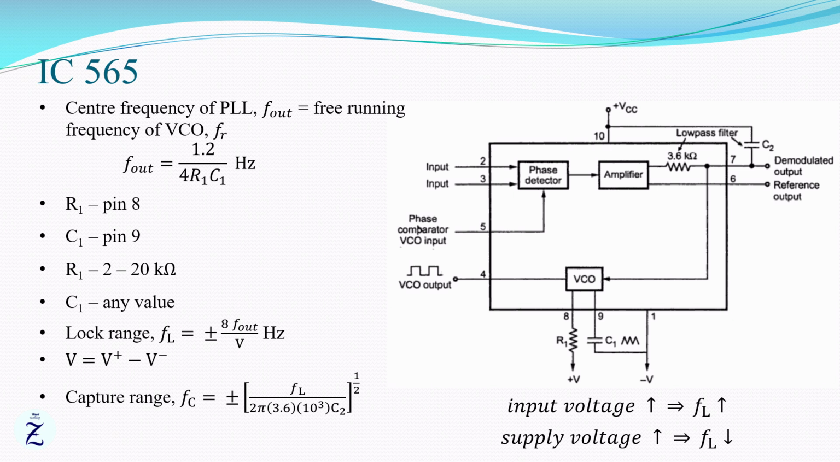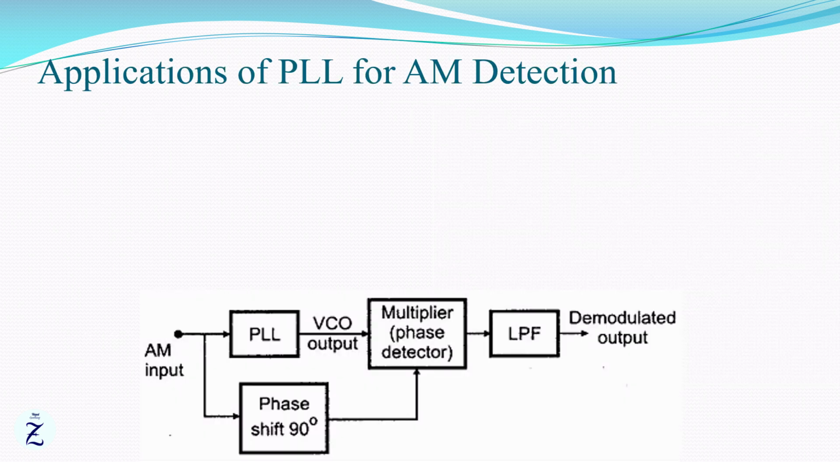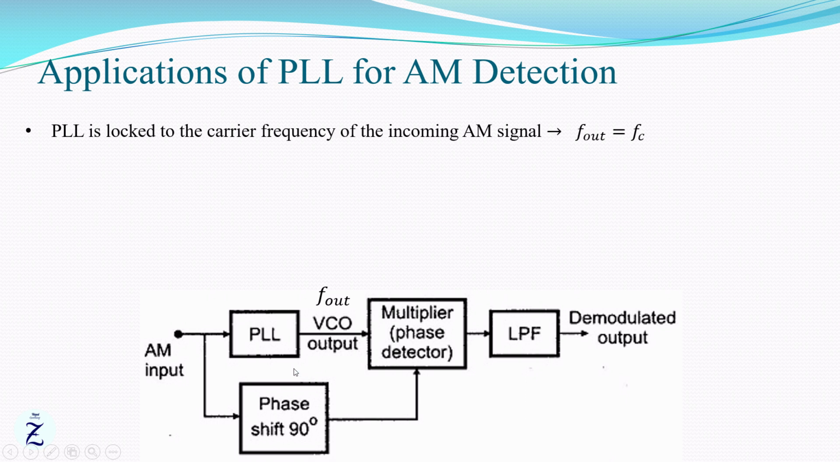Let's move on to the applications of PLL. There are many applications for PLL circuit, especially in communication systems like AM detection, FM detection, frequency multiplication or division, and frequency synthesizer. Let's start with AM demodulation or detection using PLL. Here is the circuit of an AM demodulator which utilizes the PLL. In this circuit, PLL is locked to the frequency which is equal to the carrier frequency of the modulated signal, that is f_out is equal to f_c.